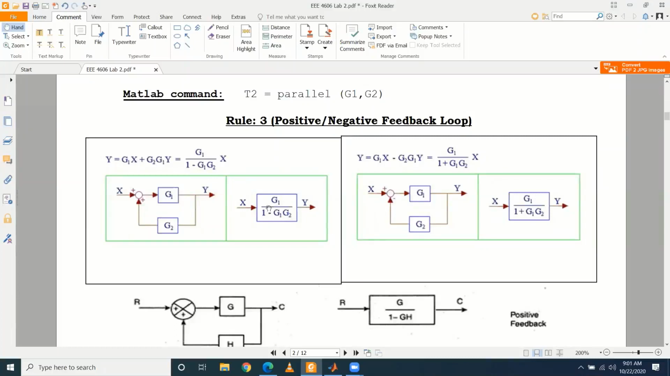And for each of these configurations, there's a formula. For positive feedback, we have G1 divided by 1 minus G1 G2.